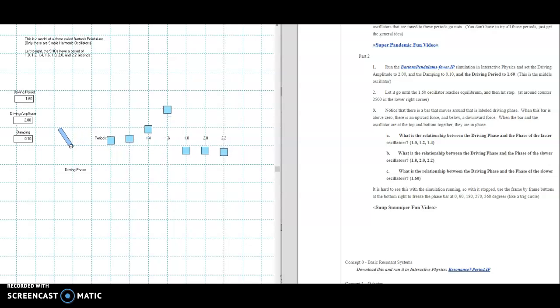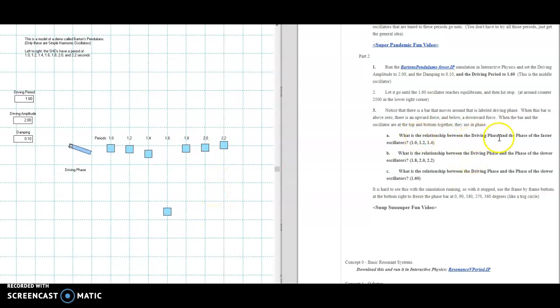Okay, so let's do the last part here. We're going to run these Barton's pendulums, right? And we set the driving amplitude to 2 and the damping to 0.1, all this stuff, and then the driving period to 1.6. So that's the middle oscillator, right? And you can see that the middle oscillator is just having a great time, right? Okay. But let's answer these questions, right?